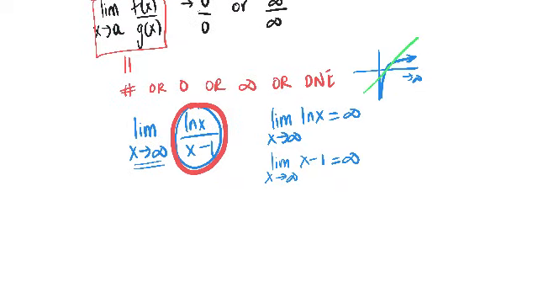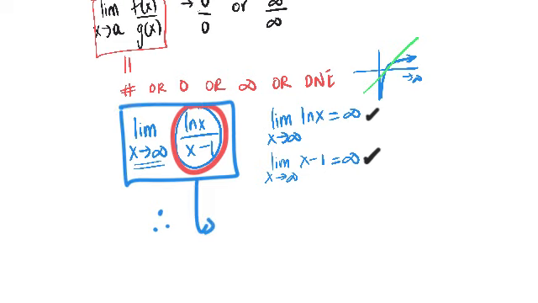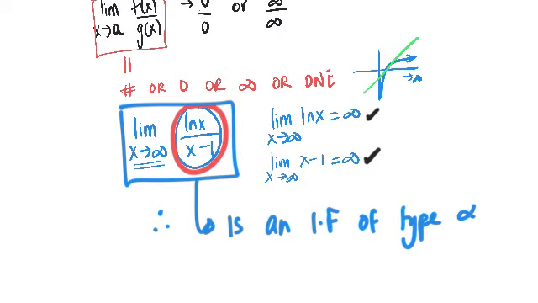So L'Hopital's rule works like this. For that problem here, I would say the limit of the top goes to infinity, the limit of the bottom goes to infinity. Therefore, this entire limit here, which I'm trying to find, is an indeterminate form of type infinity over infinity, and then I would apply L'Hopital's rule.